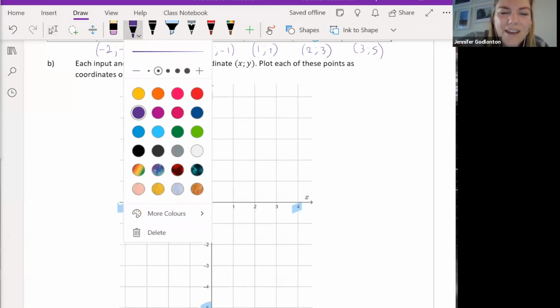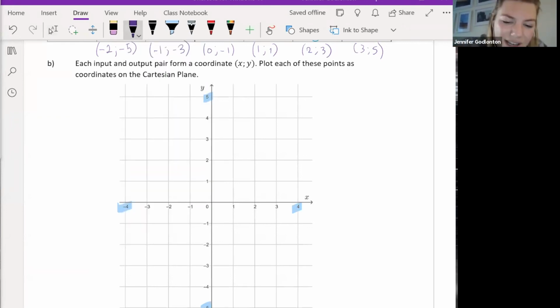Okay, so let's try and work through this. So my first point was -2 and -5. So -2 and -5, I'm going to draw myself a dot. Then I've got -1 and -3. I'm going to draw a dot. 0 and -1, I draw a dot. 1 and 1. 2 and 3. And 3 and 5. And what we get, we're going to always use a ruler. I'm not going to use a ruler because it's difficult for a ruler on the screen, but please all use a ruler. We're going to draw a line that's going to connect these together.